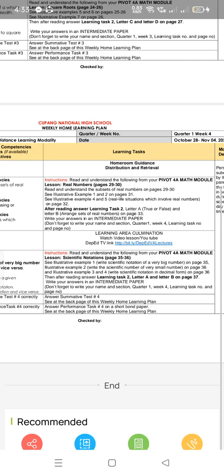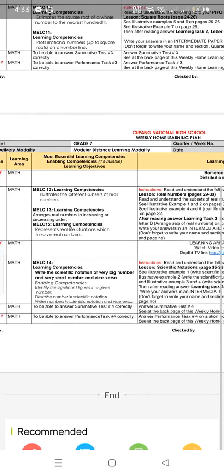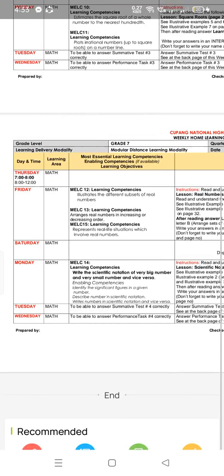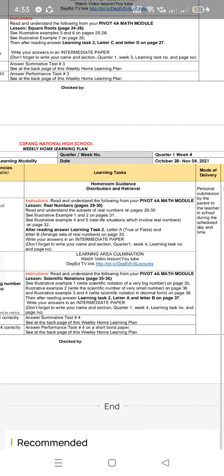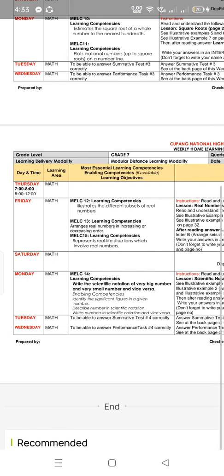After reading, answer learning task 2. Letter A, true or false, and B, arrange sets of real numbers, on page 33. Write your answer on intermediate paper. Don't forget to write your name, section, quarter 1, and week 4, learning task number and page number. On Saturday, you're going to watch the lesson on YouTube, DepEd TV, link: http bit.ly DepEd BA lectures.